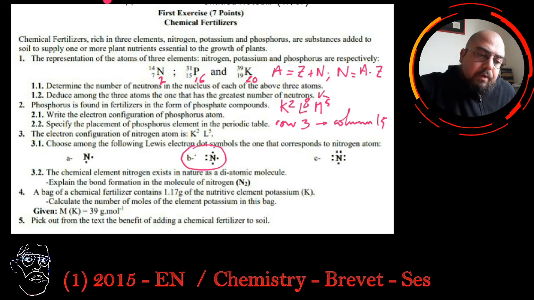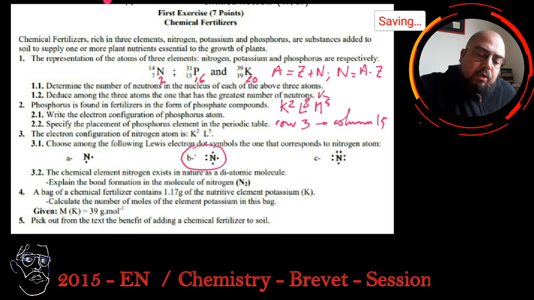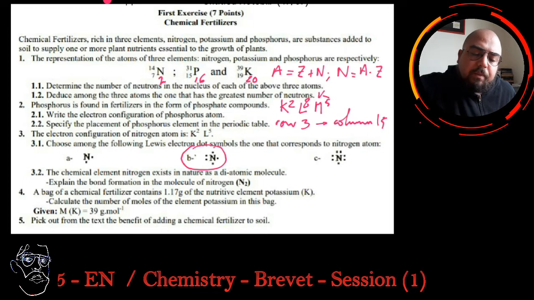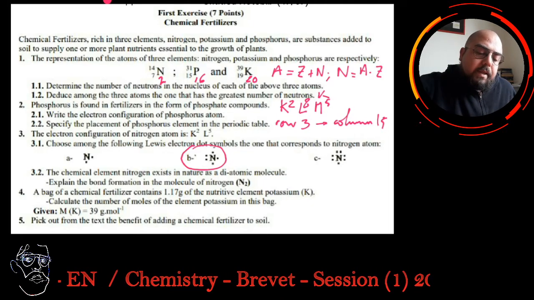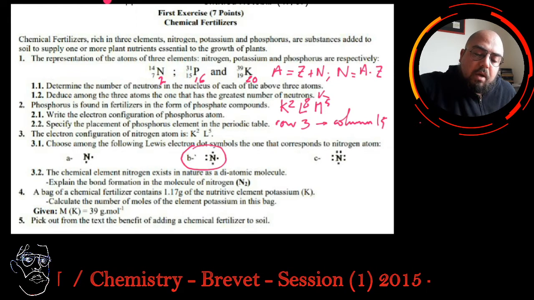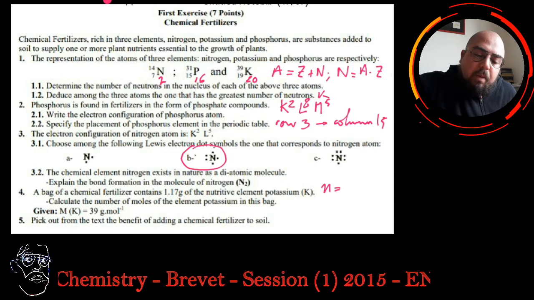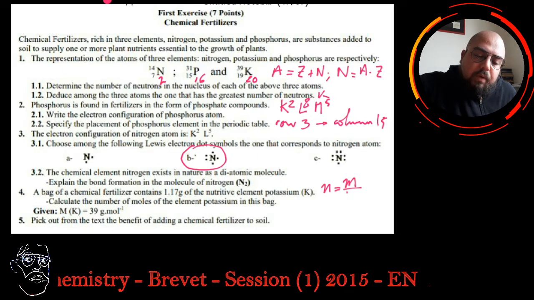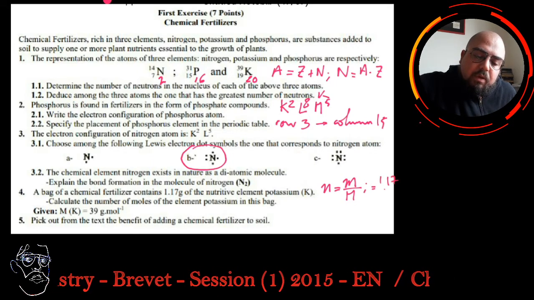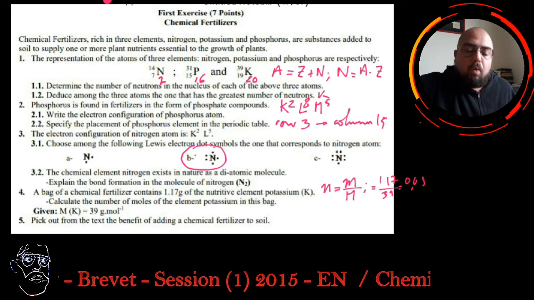A bag of chemical fertilizer contains 1.17 gram of nutritive element potassium K. Calculate the number of moles of the element potassium in the bag, and the given molar mass of K is 39. So you have only one formula in order to calculate the number of moles. N is equal to small m over capital M. So it will be equal to 1.17 over 39, which is 0.03. This is the number of moles.